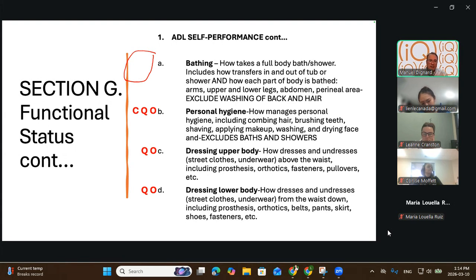And they've added a note here, even if the person uses adaptive equipment, right? We're going to measure what they physically do and how much assistance was provided by staff.